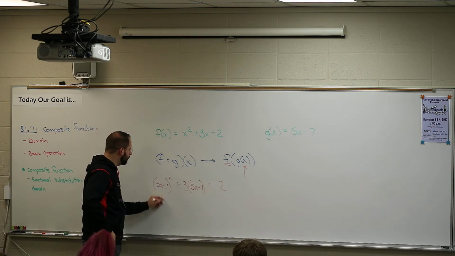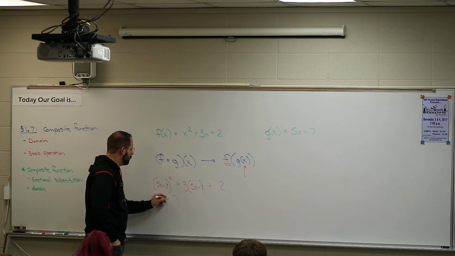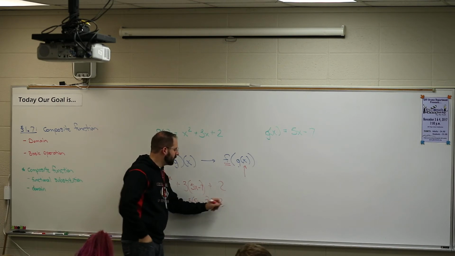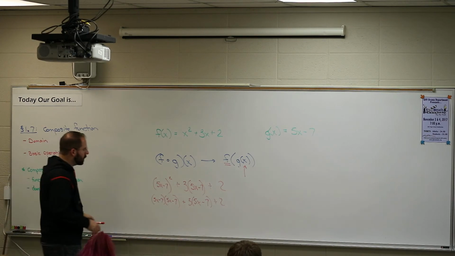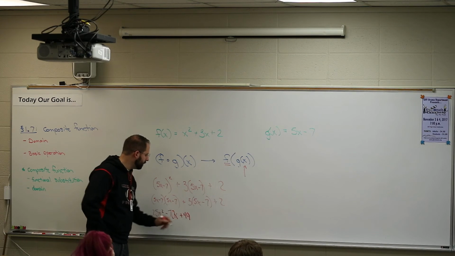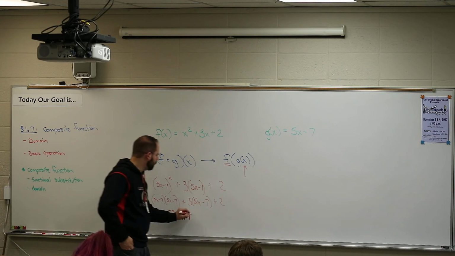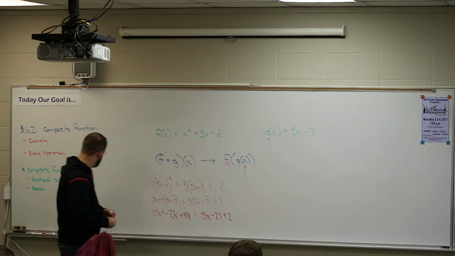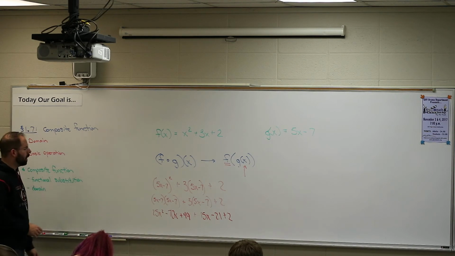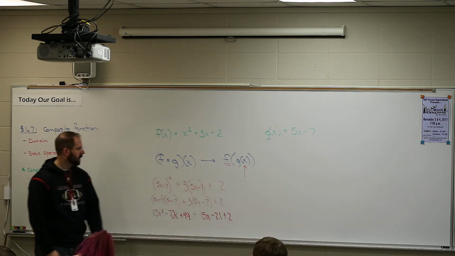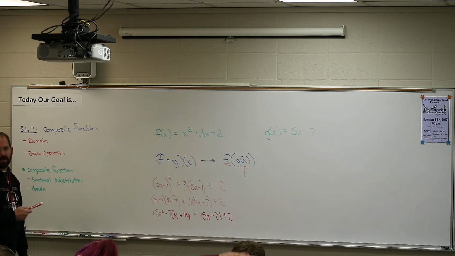So now what we have to do is actually simplify it all the way out. Plus 3 times 5x minus 7 plus 2. So you have to actually simplify this whole thing out and see what it turns out to be. If I go first, outer, inner, and last, it's 25x squared minus 70x plus 49, if I actually FOIL correctly. 3 times 5x is 15x minus 21, and then plus 2. So now I can combine like terms, add the x's together, add the whole numbers together, all that good stuff. What's the domain of that thing though?